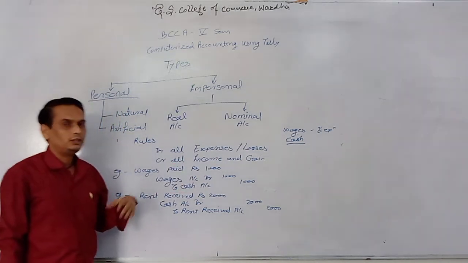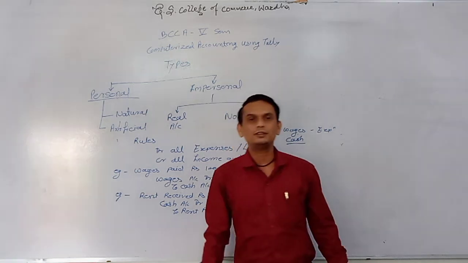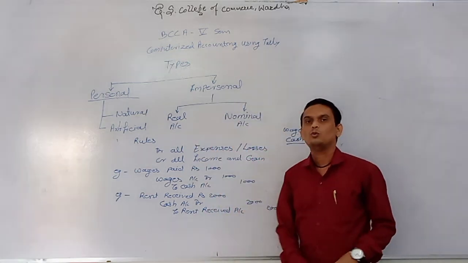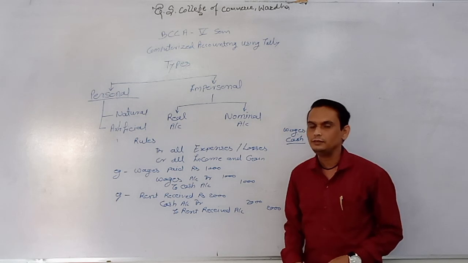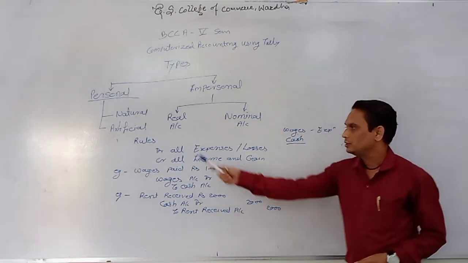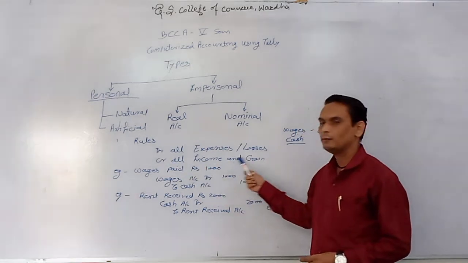The rules for these three accounts: personal, debit the receiver, credit the giver. Real account, debit what comes in, credit what goes out. Nominal account, debit all the expenses or losses, credit all the income and gains.